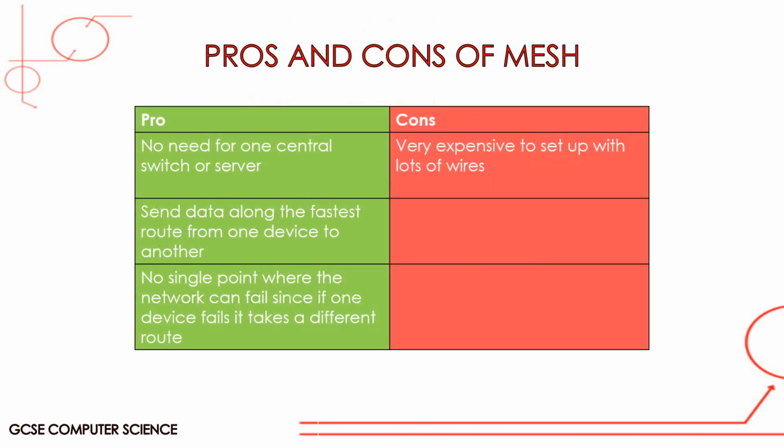The disadvantages of a mesh is that you've got to put lots and lots of wires in so that everything is connected up to each other. Now there are some advantages, which is that there's no need for one central switch or server, which means that there's no single point of failure where the whole network can go down. You can also send data along the fastest route from one device to another.